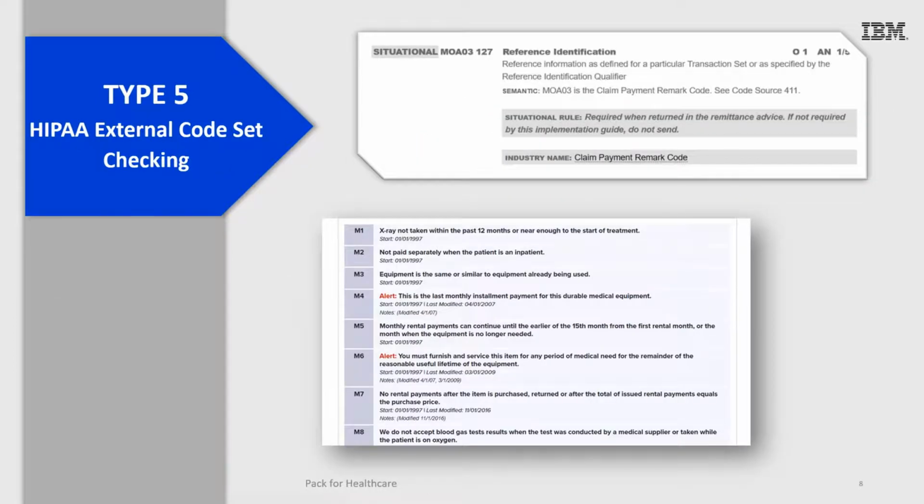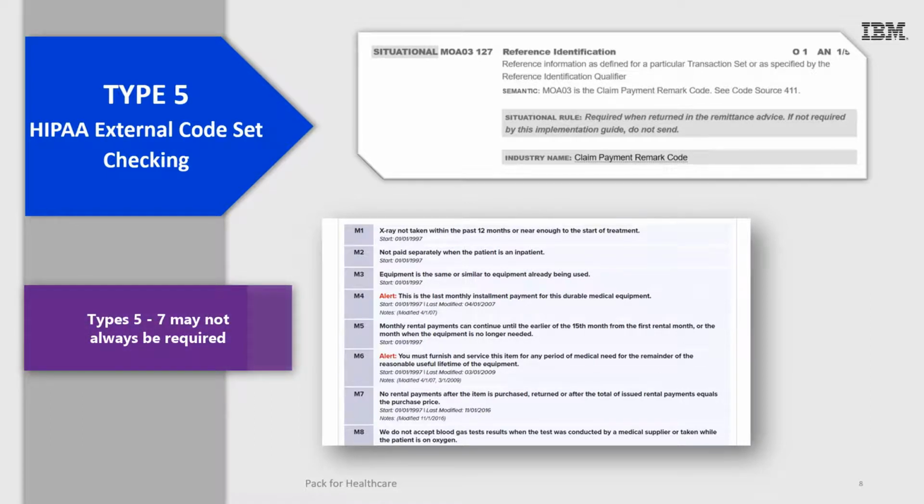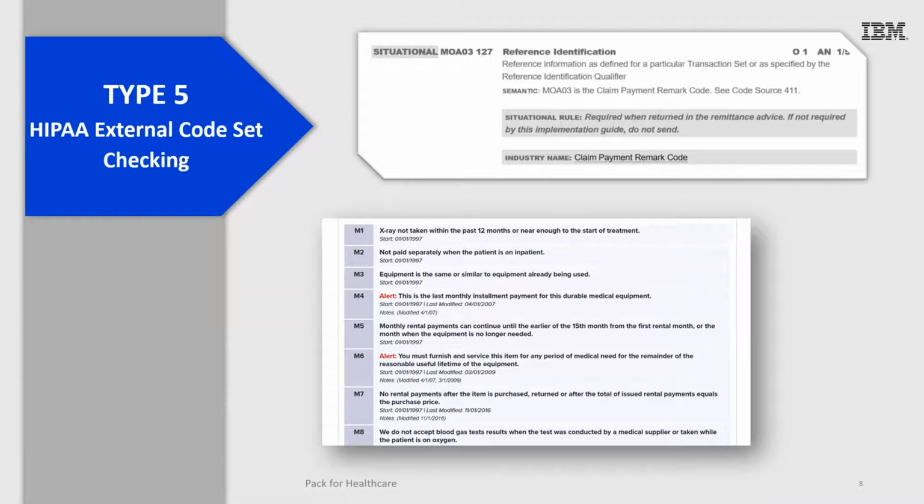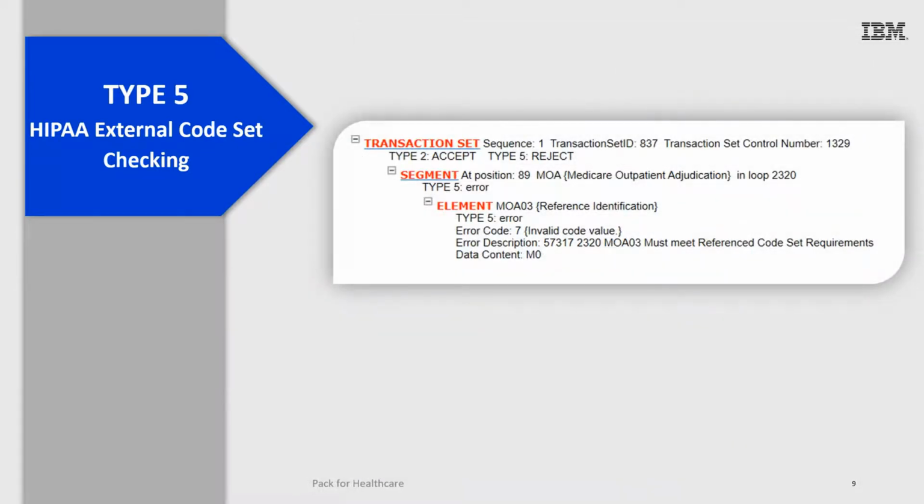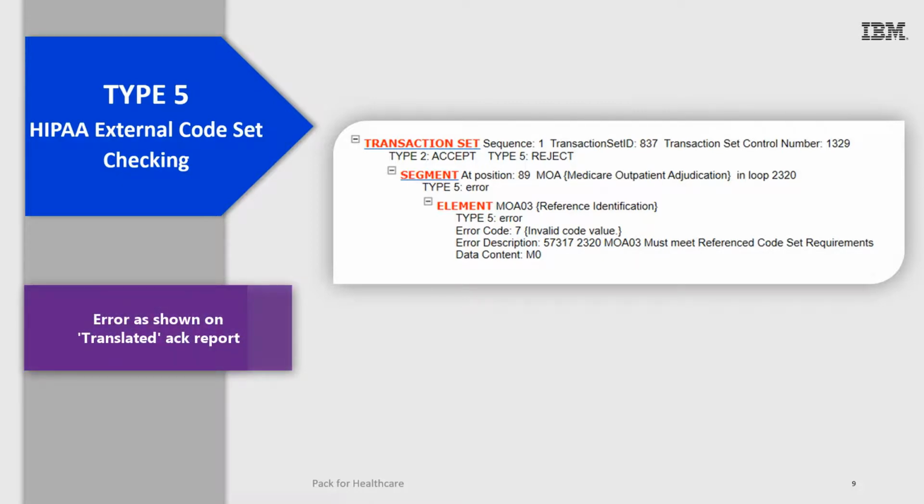Now here's where it starts to get interesting and requires additional configuration, as not all entities that send and receive HIPAA data will be validating to these levels. Type 5 is external code checking. Here we're looking to see if the value in a data field matches an allowed published value. The ITX HIPAA data compliance utility supports both code lookups and pattern matches. The pattern matching helps you implement cases where loading the table data would be too resource intensive or the table data is not available to you. This is an example of a Type 5 error reported by the ITX HIPAA data compliance utility for the code set we just showed.